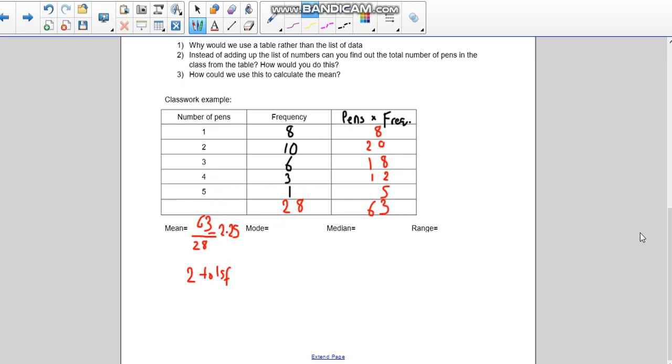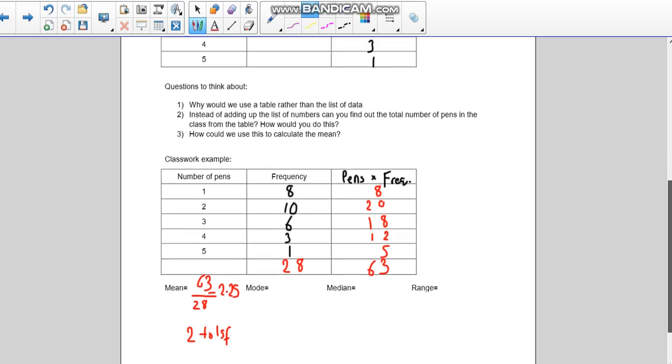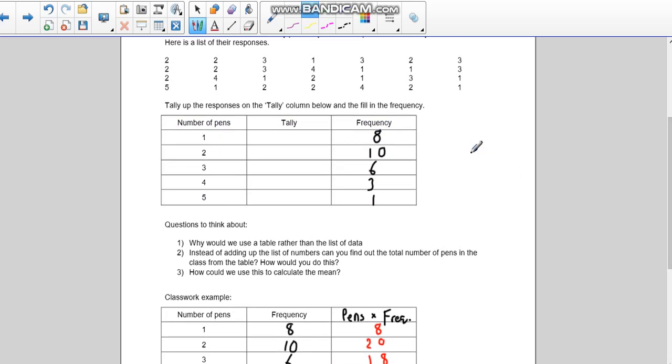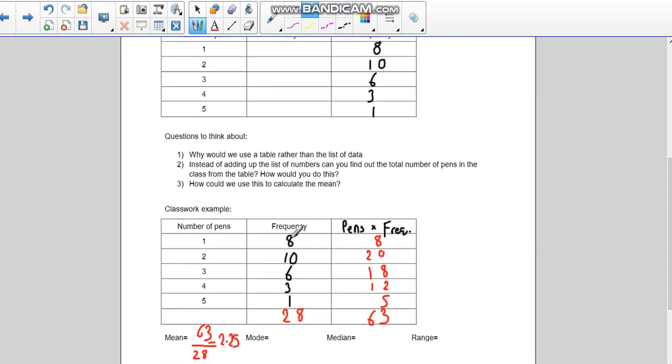Right, so then we've got to work out the mode. If I was trying to work out the mode from this list up here, I'm looking for the number that occurs the most. Well, in the table, how do I know which number occurs the most? Obviously it's the one with the highest tally or the highest frequency. So if we come back down here, we're looking at the frequency. The highest frequency here is 10. Now, 10 is not the mode. There were 10 people who had 2 pens. So it is 2 that is the mode because 10 people had 2 pens. So let's just highlight that there.